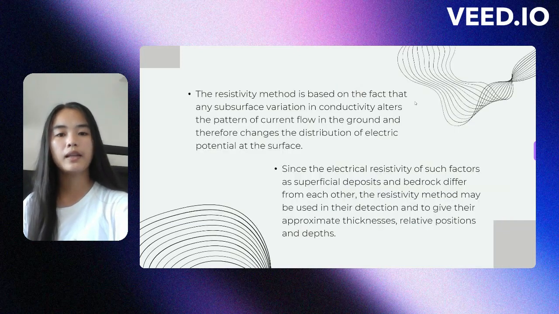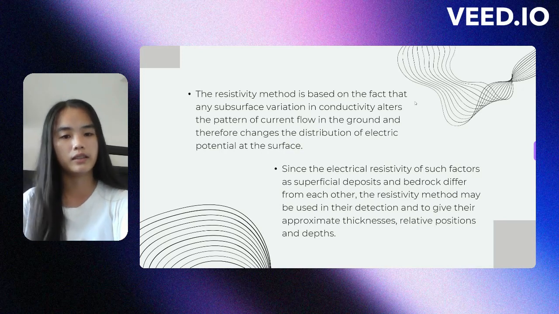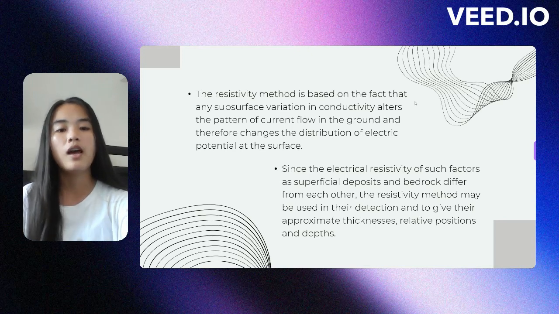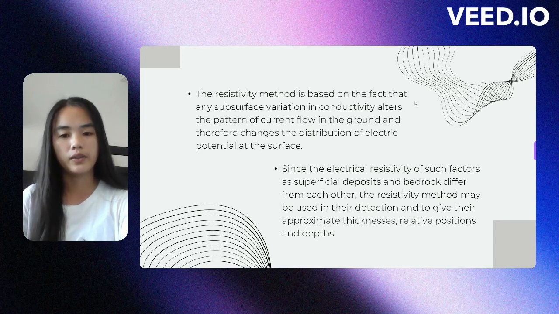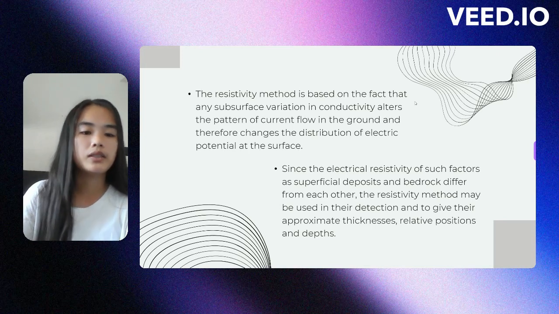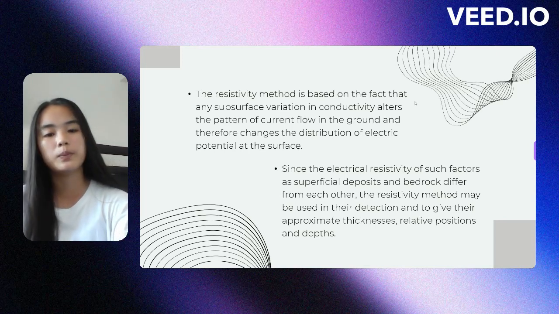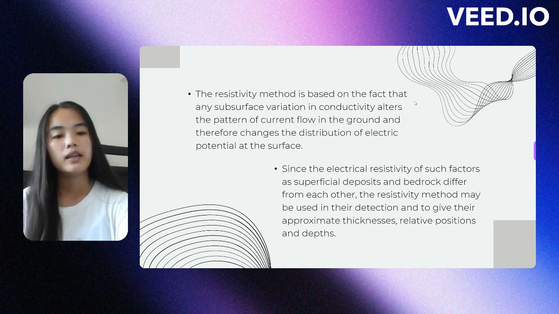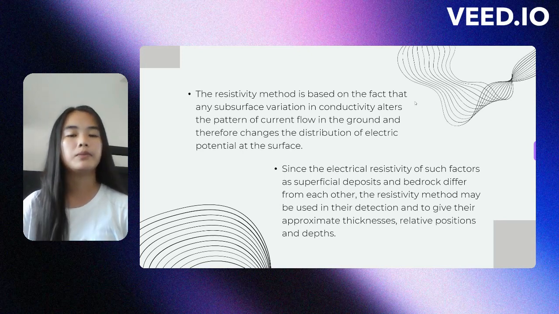The resistivity method is based on the fact that any subsurface variation in conductivity alters the pattern of current flow in the ground and therefore changes the distribution of electric potential at the surface. Since the electric resistivity of such factors as superficial deposits and bedrock differ from each other, the resistivity method may be used in their detection and to give their approximate thicknesses, relative positions, and depth.